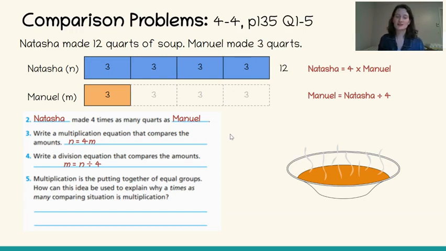Now multiplication is the putting together of equal groups. How can this idea be used to explain why a times as many comparing situation is multiplication? Why does times as many mean multiplication when we're comparing? You can pause here and talk about this.